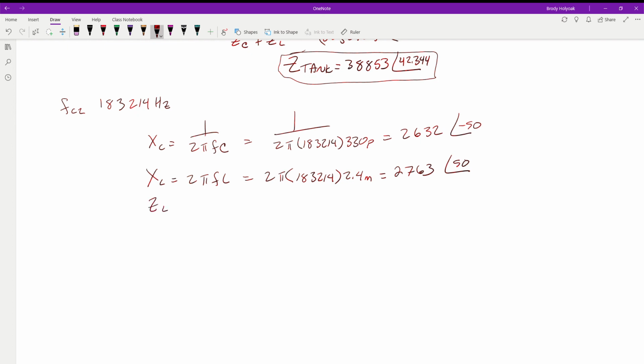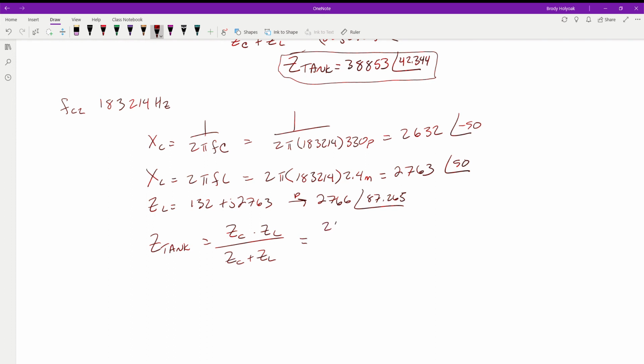The impedance of the inductor is the winding resistance plus the reactance. So 132 plus J of 2763. We convert that into polar. That turns out to be 2766 at 87.265 degrees. So now that we have the impedance of our capacitor and impedance of our inductor, we use the product over the sum again. So Z tank is going to be equal to the impedance of the capacitor times the impedance of the inductor divided by those two added together.